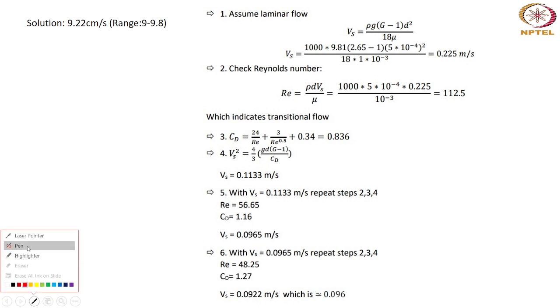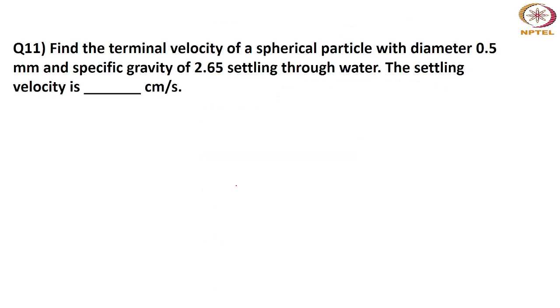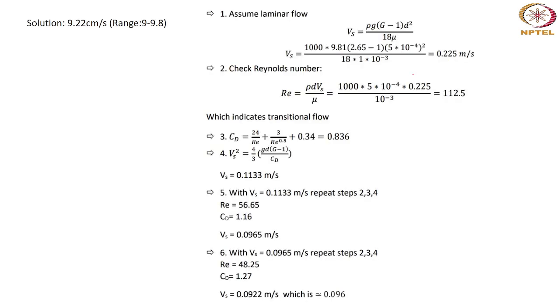So what happened here? Given is that nothing was mentioned, whether it's laminar flow, turbulent flow, or transitional flow, right? So first, what we have done, we assume this is a laminar flow. We don't know whether it's laminar flow or not. So we calculated the velocity from here, and then we check the Reynolds number. This is the velocity I got considering laminar flow.